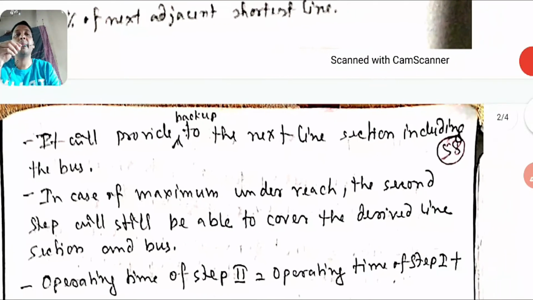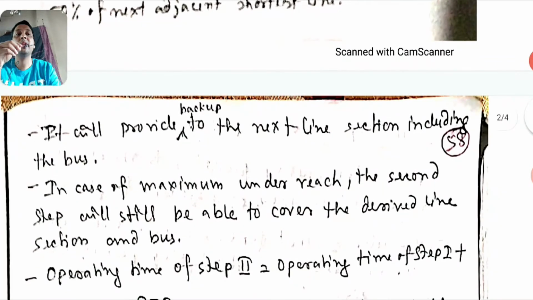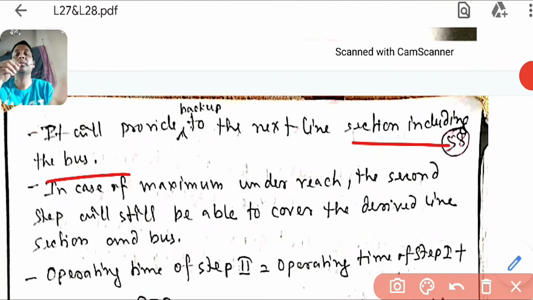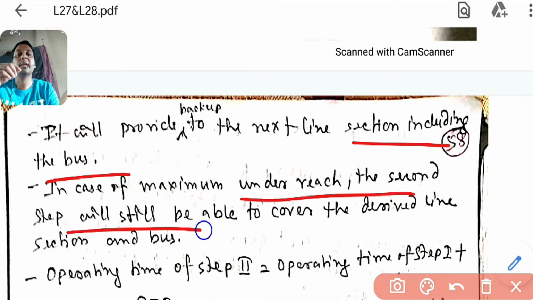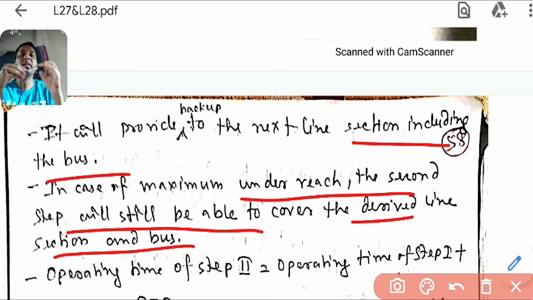So it will provide backup for the next line section including the bus also. So it will give a backup. In case of maximum underreach, the second step will be able to cover the desired line section and the bus. If it is going very much underreaching, so your 80% will come to suppose 30-40%, and then 150% will come to near about 100% or 110%. Then still it is able to take care of the entire line.